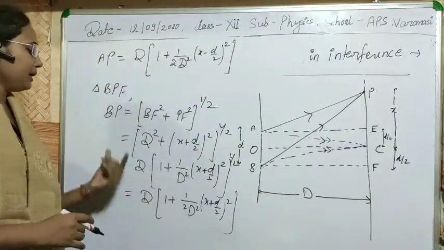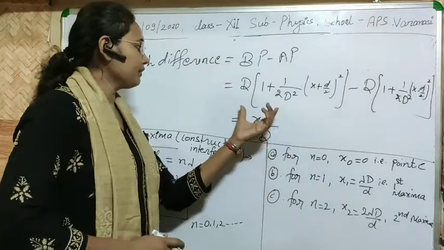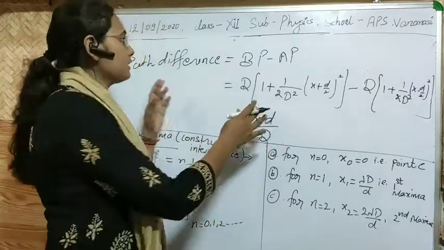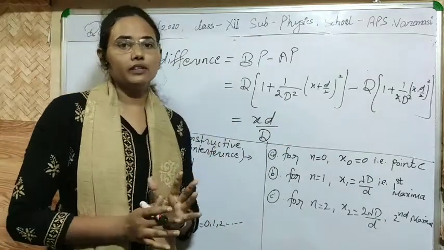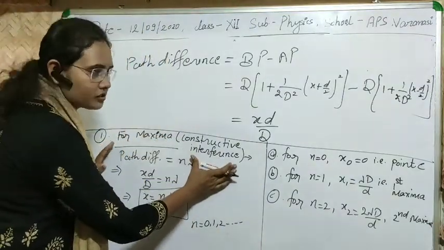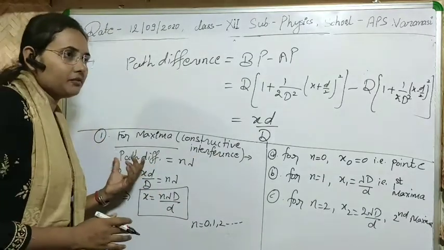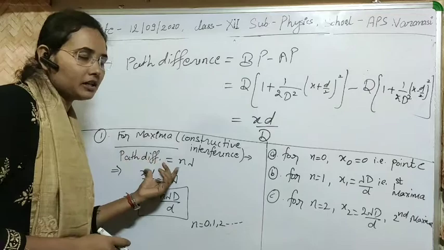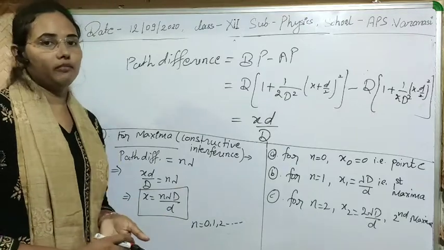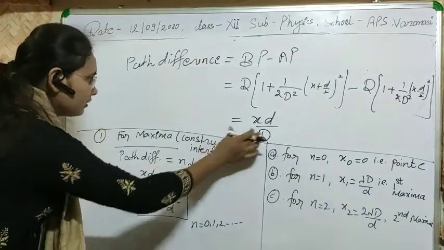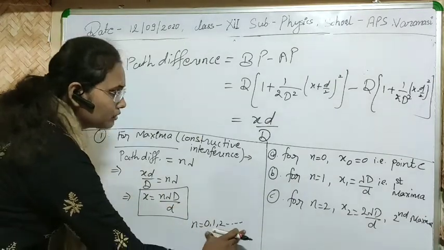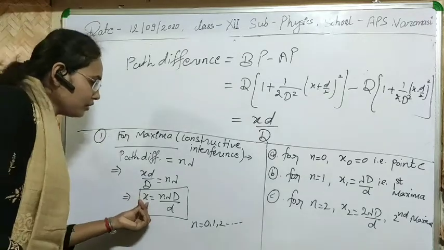So now we have AP and BP. After calculation we will get the value of path difference, which is xd upon D. Now we can impose this on the conditions of constructive and destructive interference, or maxima or minima. Firstly, for maxima or constructive interference, the condition is that path difference is equal to an integral multiple of lambda, or in simple words, an even multiple of lambda by 2. After solving we can get the value of x from here, where n equals 0, 1, 2, 3, etc.